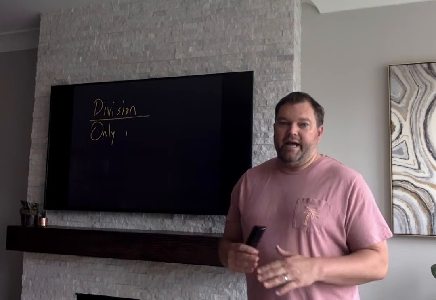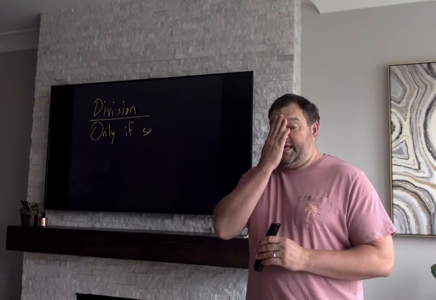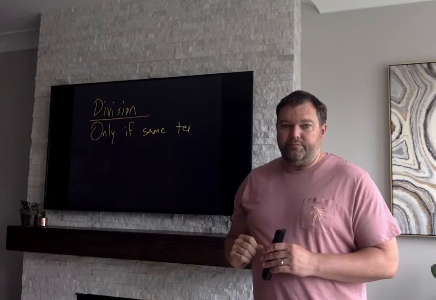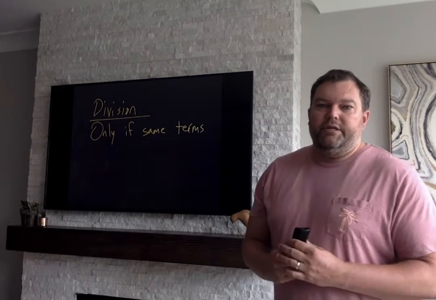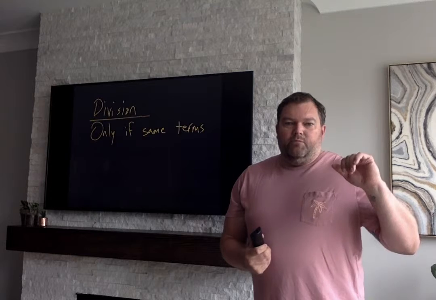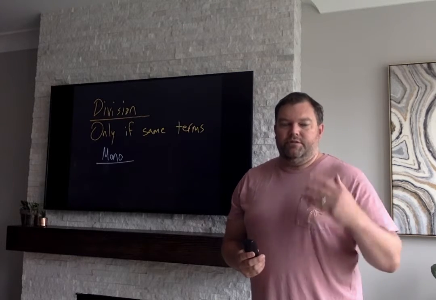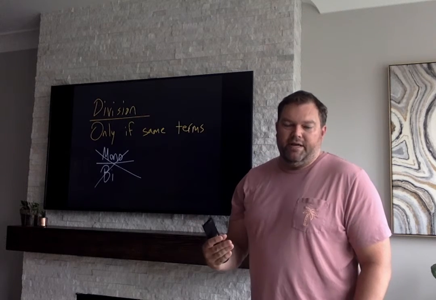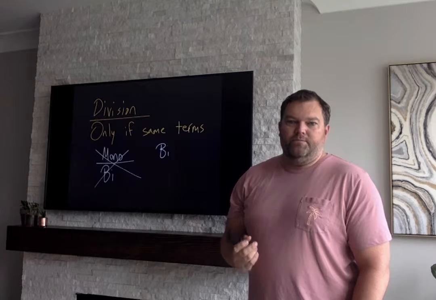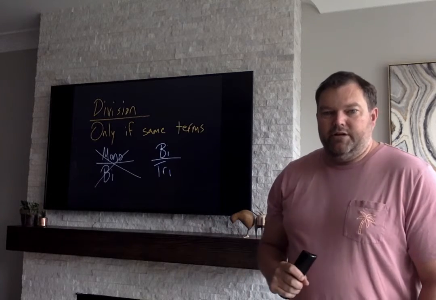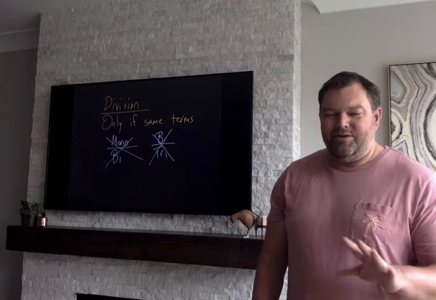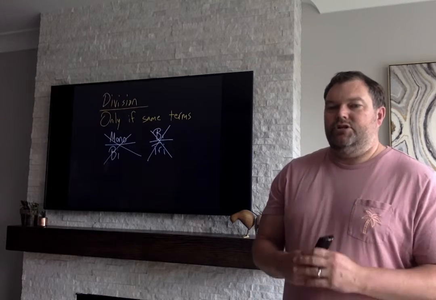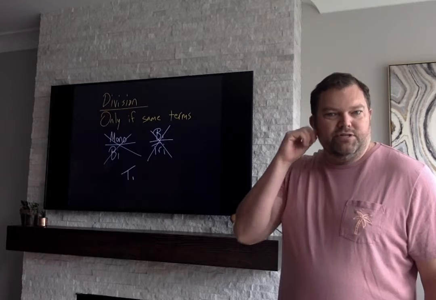Now, division. Division works a little bit differently. There's certain things that you're allowed to divide, and there's a lot of things that you are not allowed to divide. You can only really do division when you've got the same number of terms on the bottom. So when you've got a monomial on top and a binomial on the bottom, it doesn't really work. When you've got a binomial on the top and a trinomial on the bottom, again, we could make it work, but you aren't going to see that very often. So don't even worry about having to do those kinds of division.